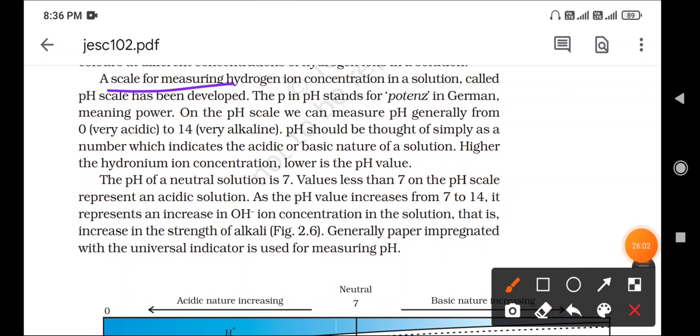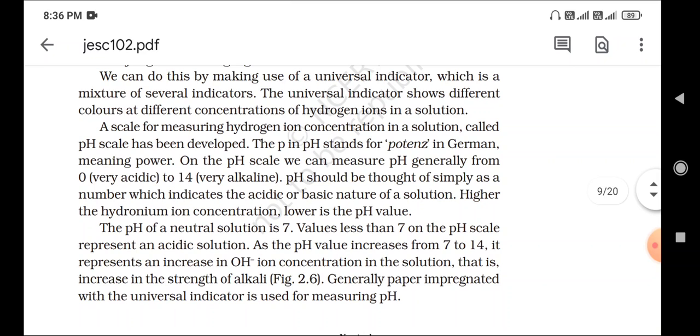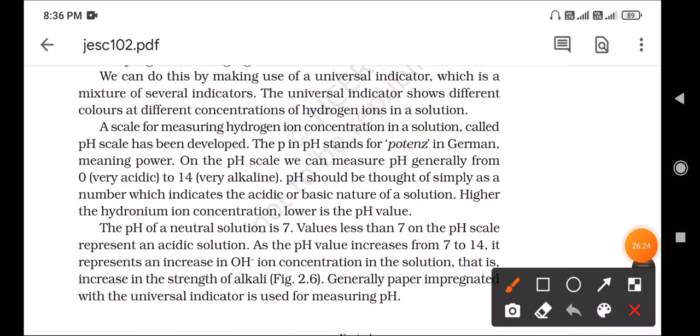A scale for measuring hydrogen ion concentration in a solution is called the pH scale. What is a pH scale? One more very important question: what is a pH scale? In a solution, it measures the concentration of hydronium ions. A scale measuring hydrogen ion concentration in a solution is called the pH scale.